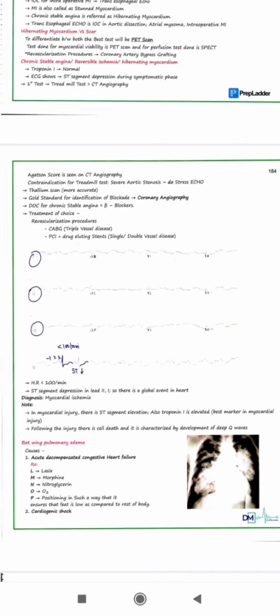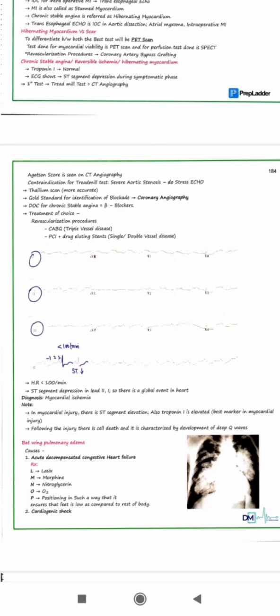So in this image we can see in the lungs a characteristically white image over the left side, like a wing, that is depicting the syndrome which is the bat wing pulmonary edema. Basically it is seen in cases like cardiogenic shock or decompensated cardiac heart failure. So these are the things, and this image, which we have to remember.